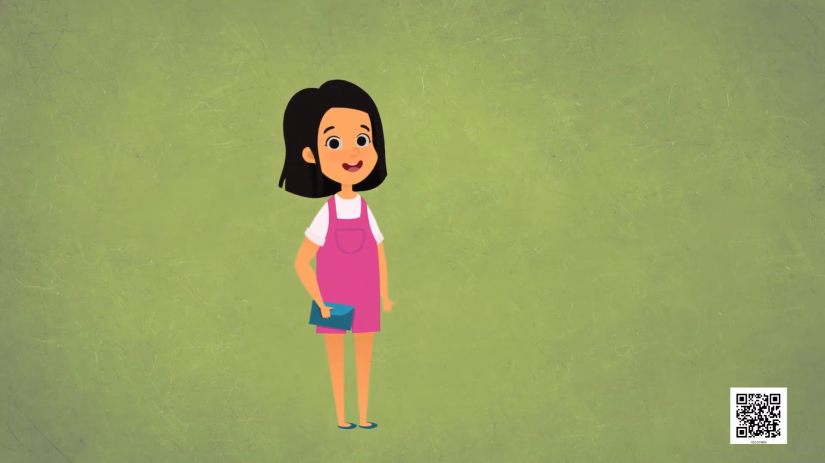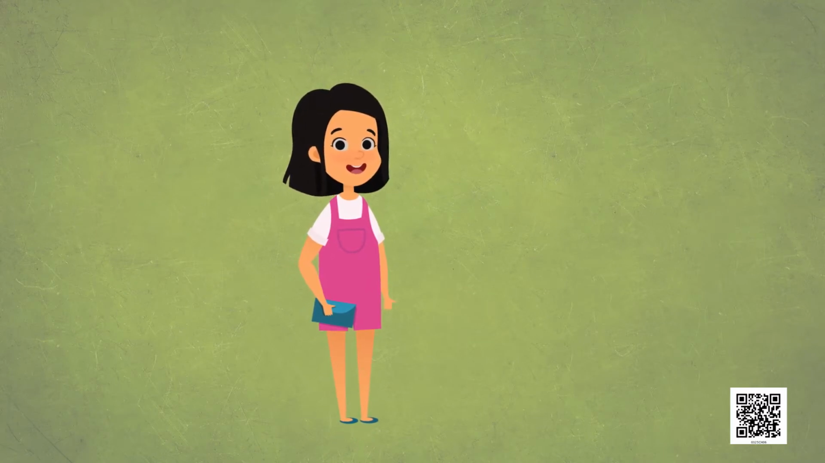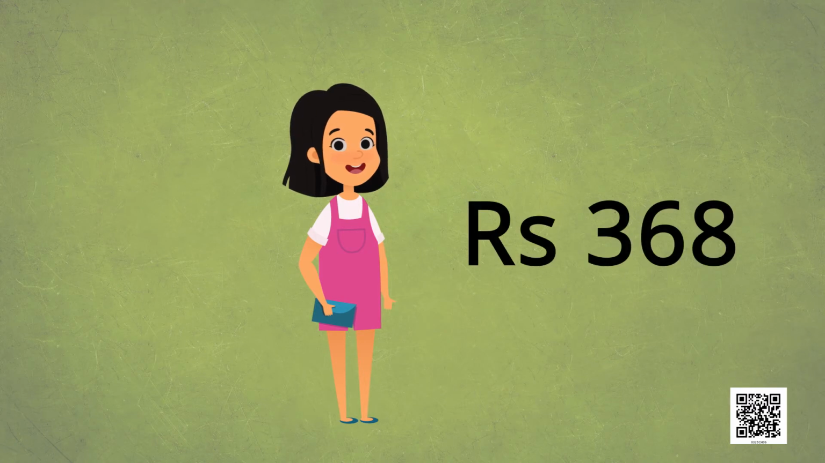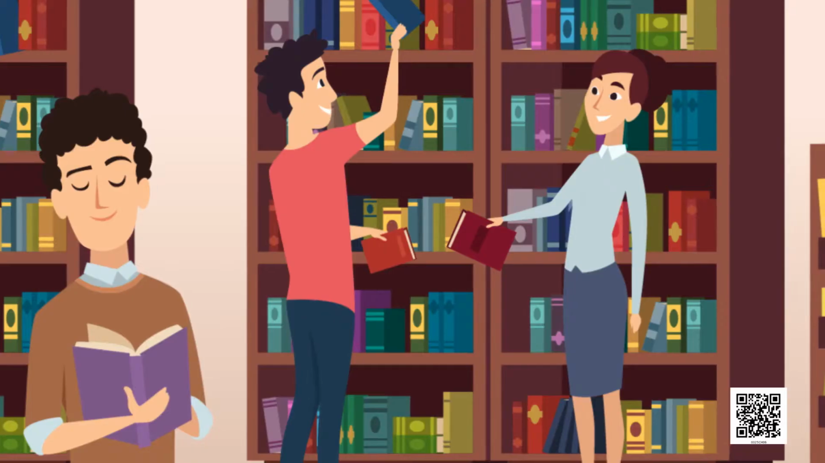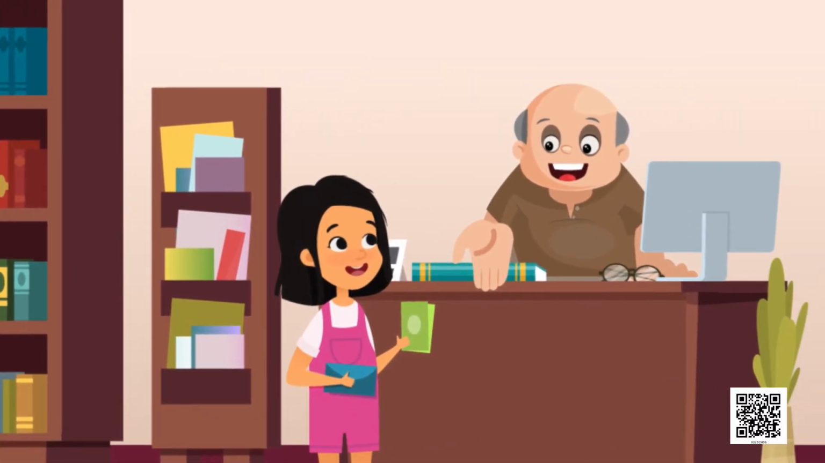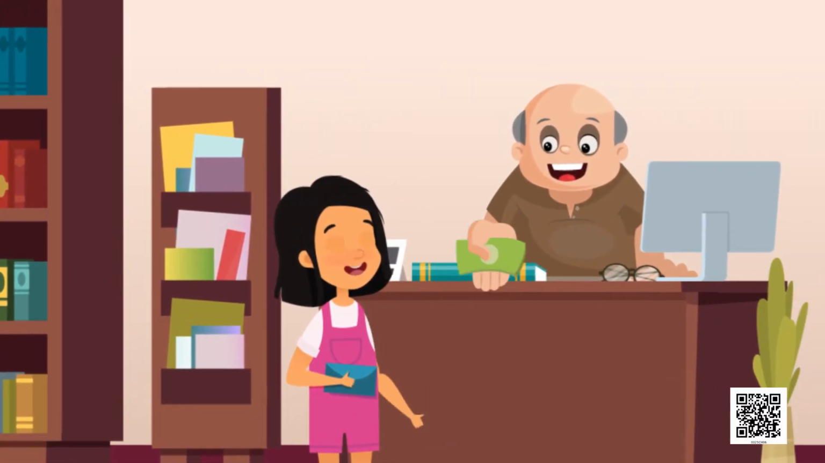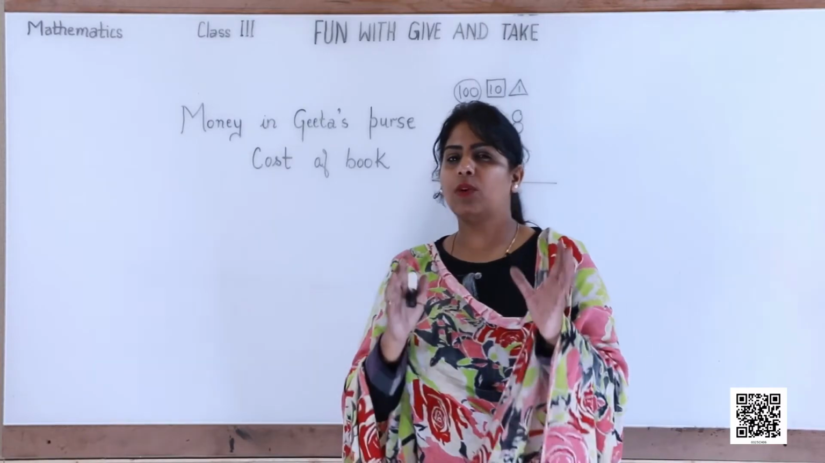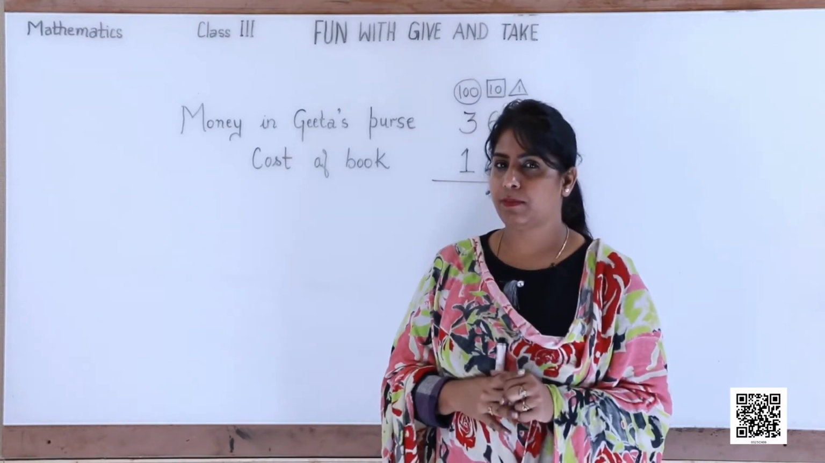Now look here. Let us help Geeta. Geeta had rupees 368 in her purse. She bought a book for rupees 123. How much money is left in her purse? She doesn't know. So let us help her. Let us guess. So what was the total amount of money in Geeta's purse?